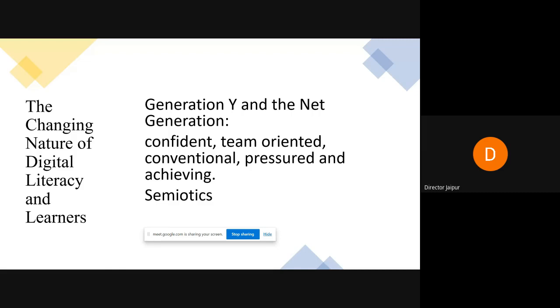From the conventional course, they now try to do so many things, and semiotics also, that means the science of language can be used. Culture and societal issues should also be taken into consideration in digital literacy. Some technology disruption is already happening.